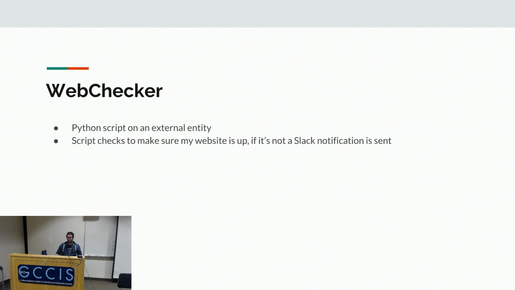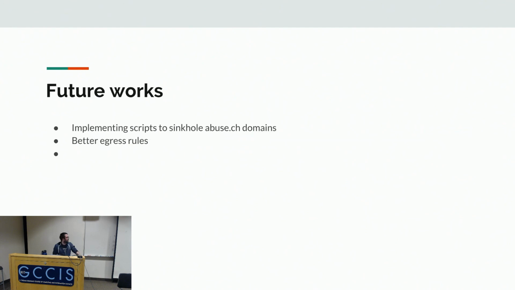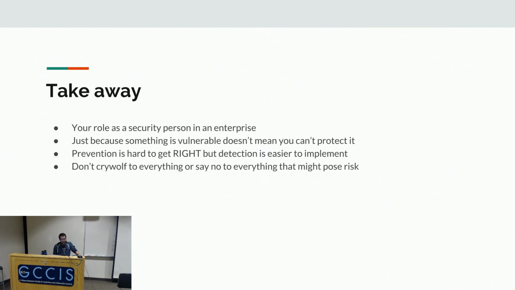Future work: implementing scripts to sinkhole malicious domains, and better egress rules. So, takeaway: your role as a security person in an enterprise, we talked about that in the beginning. Just because something is vulnerable doesn't mean you can't protect it. I think I've nailed that in pretty hard with all the protections I put in for my WordPress site, right? You can build lots of different protections in lots of different ways. Prevention is hard to get right, but detection is easier to implement, so start out with detection and move to prevention. Don't cry wolf, or don't say no to everything that poses a risk. Try and work with people and work with your company.